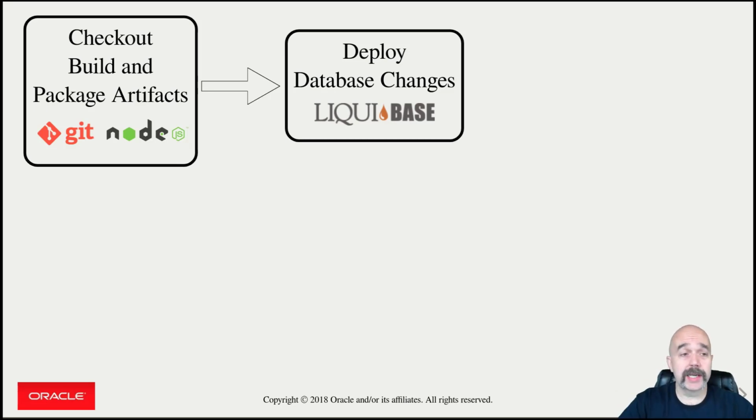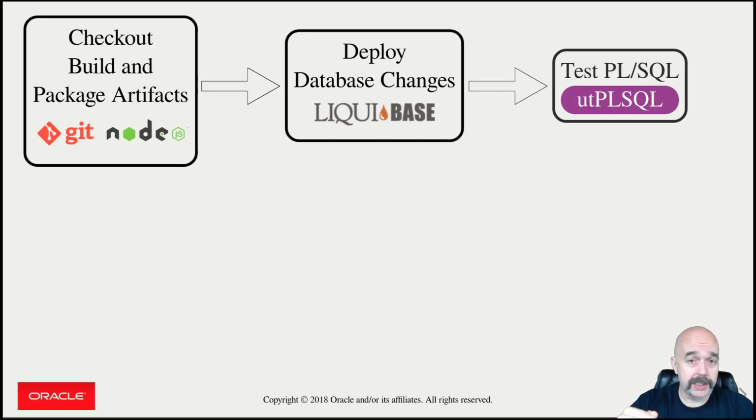All right, so once that first step's done, then I run my Liquibase changes, and I track my product changes and my utPLSQL changes both in Liquibase, and I check the Liquibase changes into Git as well. So this will deploy my product changes and my tests. And of course the next step is I run utPLSQL to test all of my PL/SQL.